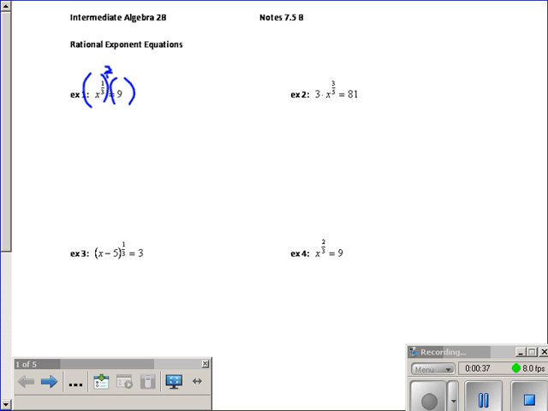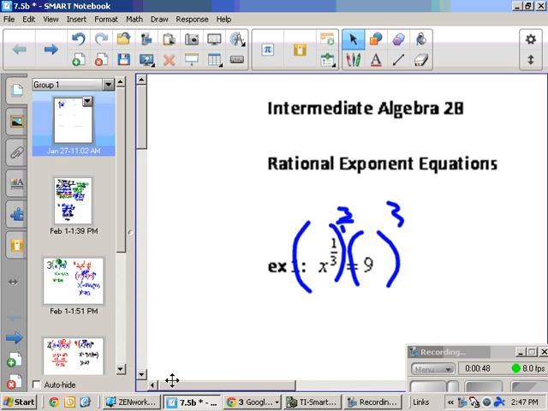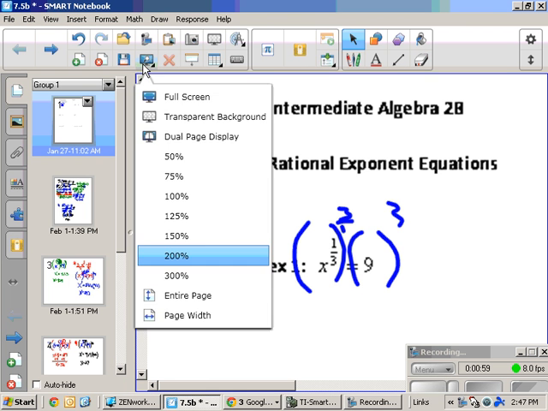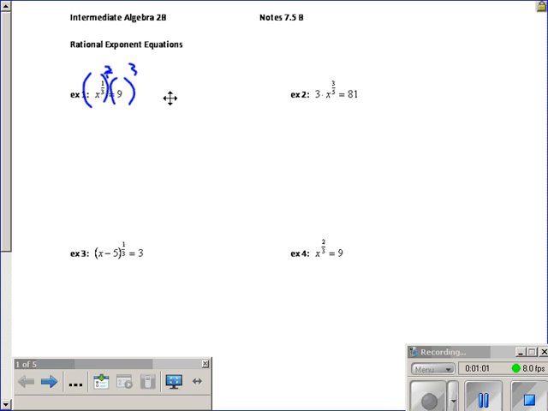So then you have to do that to both sides. So you'd be taking 9 to the 3rd power. If you don't know that by heart and you need to use your calculator, that is okay. Do 9 to the 3rd power, and we see that that equals 729. So x equals 9 to the 3rd power. X equals 729.